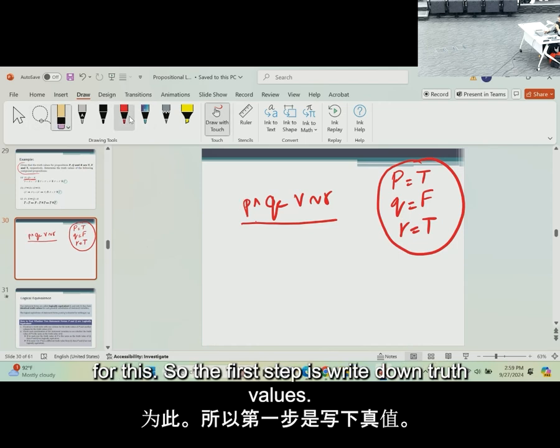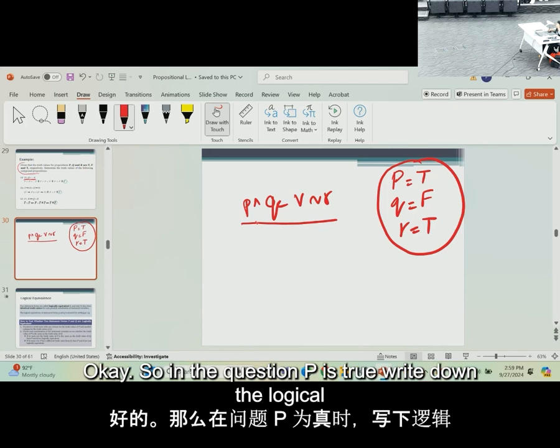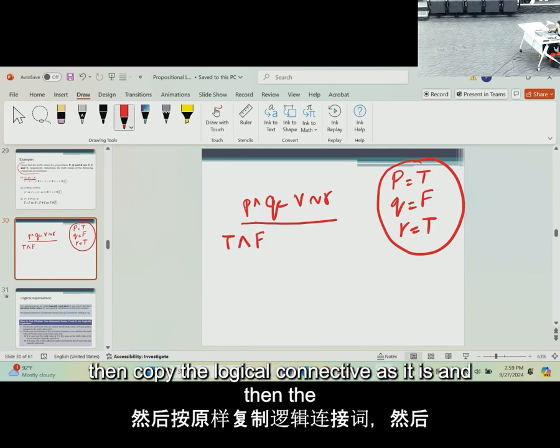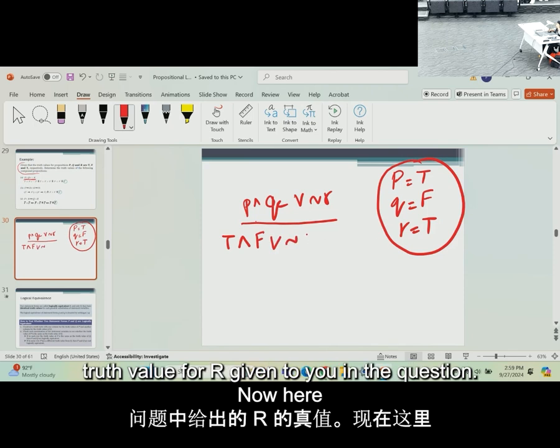So the first step is to write down truth values. In the question, P is true, write down the logical connective. Then Q is false, write down its truth value. Then copy the logical connective as it is, and then the truth value for R given to you in the question.